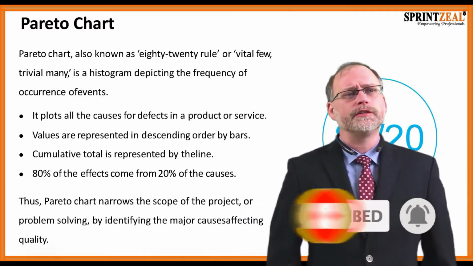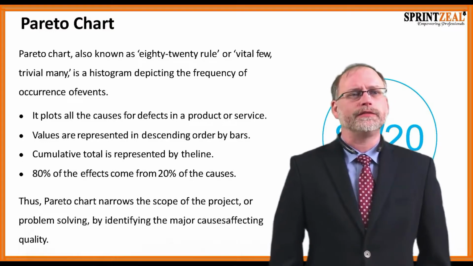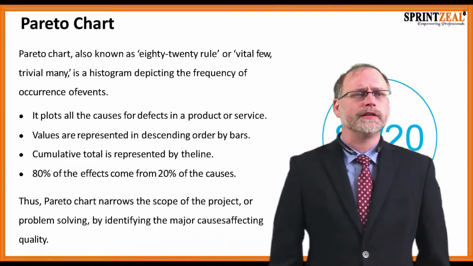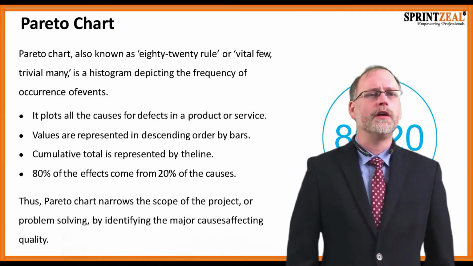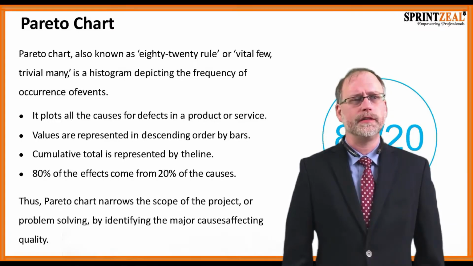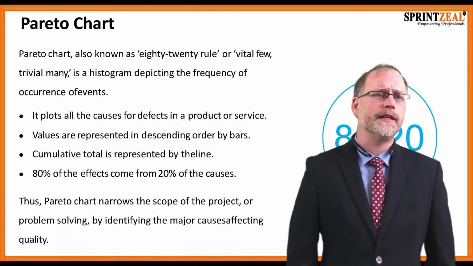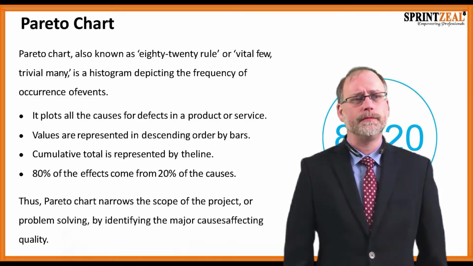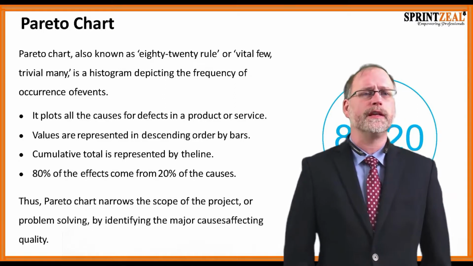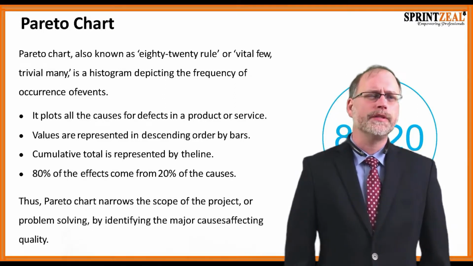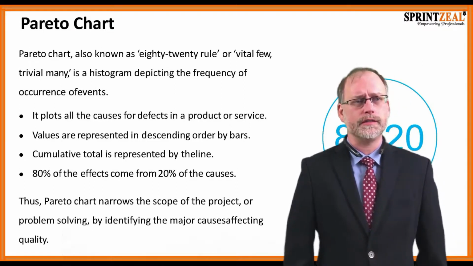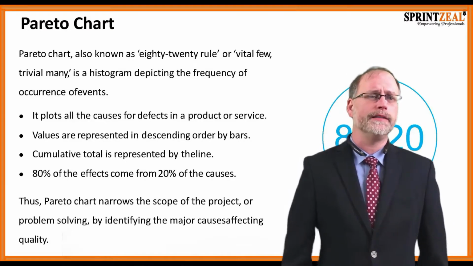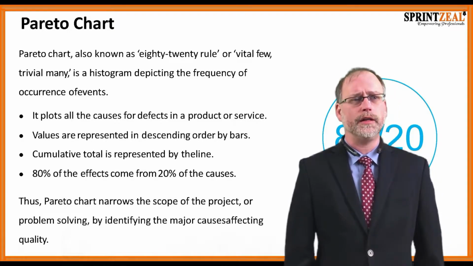Now, a Pareto chart is also known as the 80-20 rule, or the vital few to trivial many. It's a histogram that depicts the frequency of occurrence of events. It plots all of the causes for defects in a product or service. The values are represented in descending order by bars, and a cumulative total is represented by the line. So 80% of the effects come from 20% of the causes. Thus, a Pareto chart narrows the scope of our project or problem solving by identifying the major cause affecting our quality.